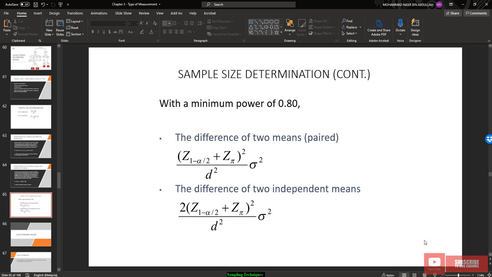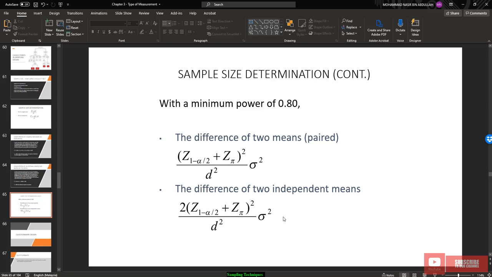So there is another formula. There are a lot of formulas for determining a sample size. This is a sample size with 2 means, when you have 2 paired means, and when you have 2 independent group means, right? So you're going to use this one and this one. But basically, there are a lot more formulas for calculating the sample size.